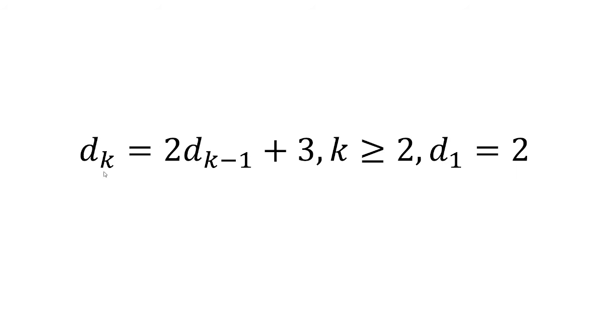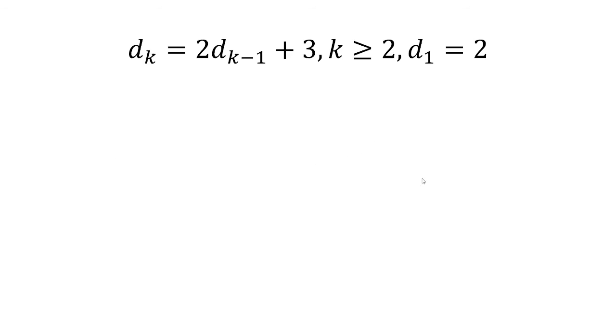We're given a sequence d sub k that's equal to 2 times d sub k minus 1 plus 3. And the first term of the sequence is 2. So we want to come up with a recursive formula. Well, first, d1 we know is 2.